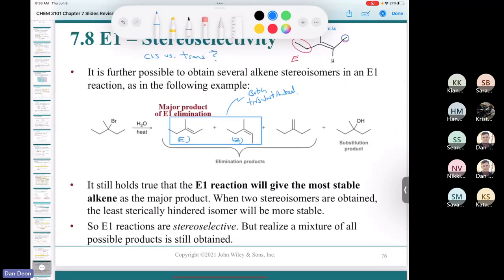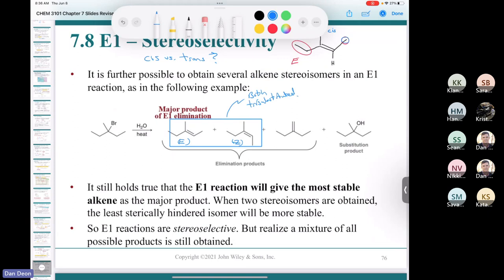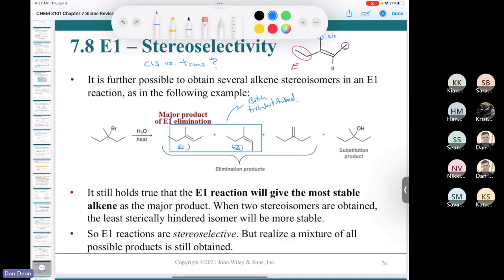Anyhow, so where was I? So we say the reaction is stereoselective. You're going to get all of these different alkenes. You're going to get the Zaitsev, you're going to get the Hofmann, and you're going to get the major and the minor Zaitsev products, both the E and the Z. But whichever one is the most stable is going to be the major product, all right?